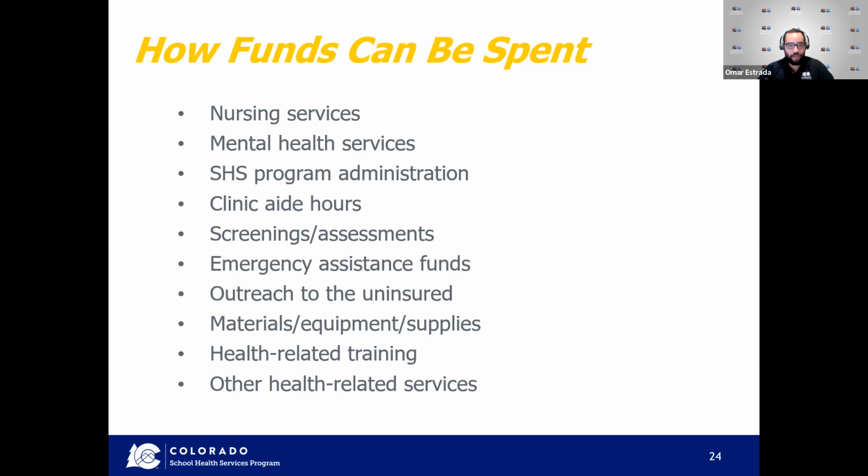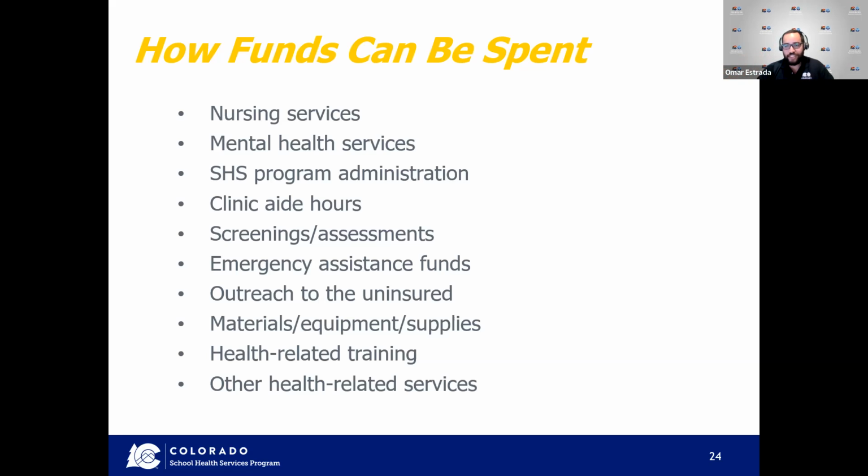And for these dollars, it could be spent on one student, a group of students, or all students in your districts. It's not restricted just to SPED students. So that's part of the reason why these dollars are very flexible. I do have something new on this slide, which is just that third point, SHS program administration. That item is there because we have a recommendation that you shouldn't go past 20% for these dollars. Those dollars are supposed to go to the health services, remember.